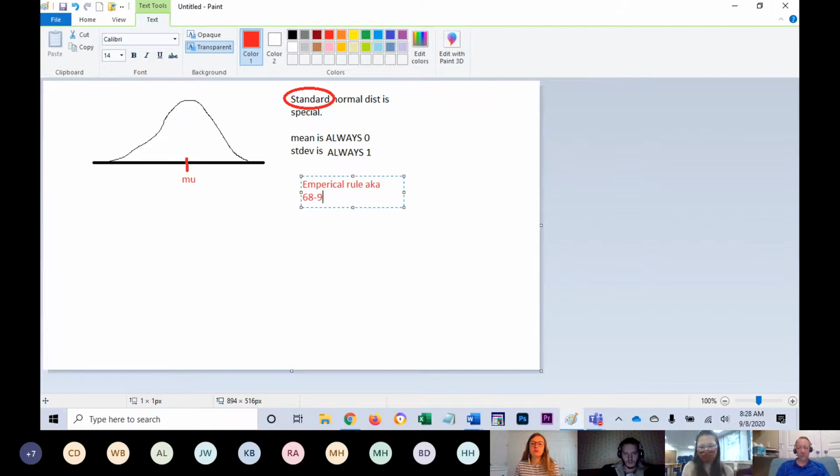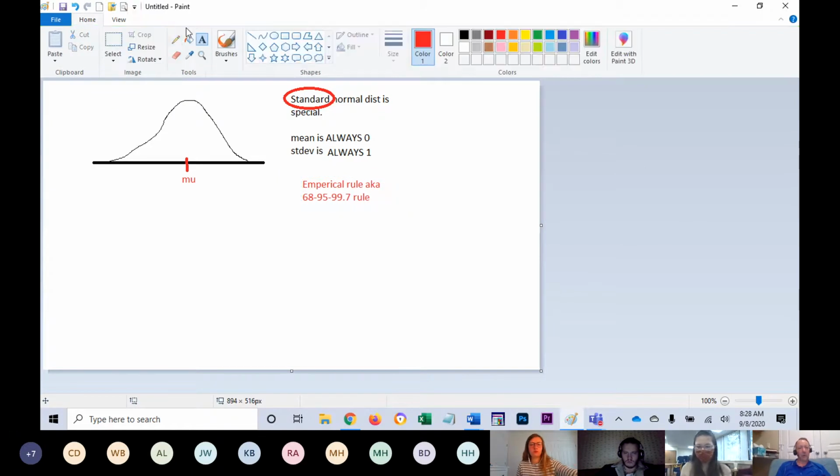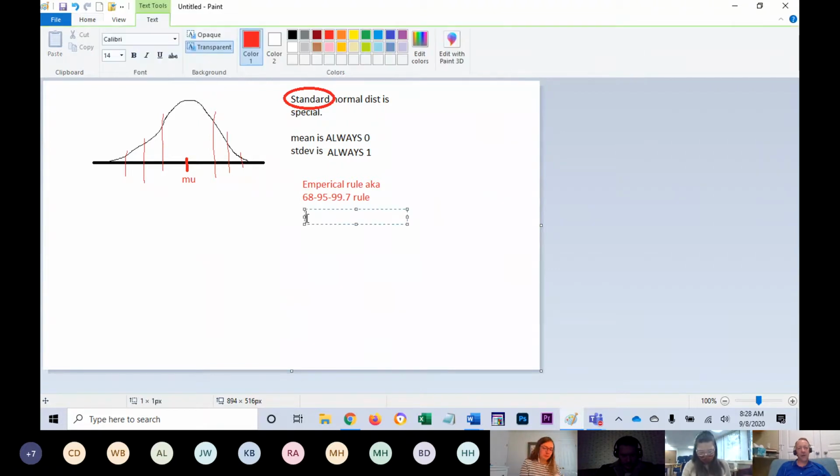That states that when you're 1 standard deviation away from the mean, then that's 68% of the population. When you're 2 standard deviations away, that's 95% of the population. And when you're 3 standard deviations away, that's 99.7%. Perfect, okay?